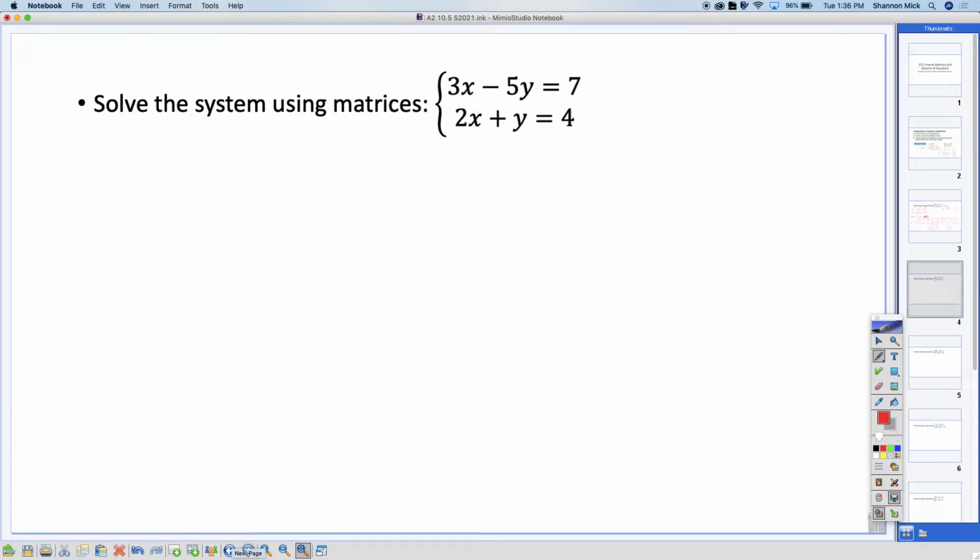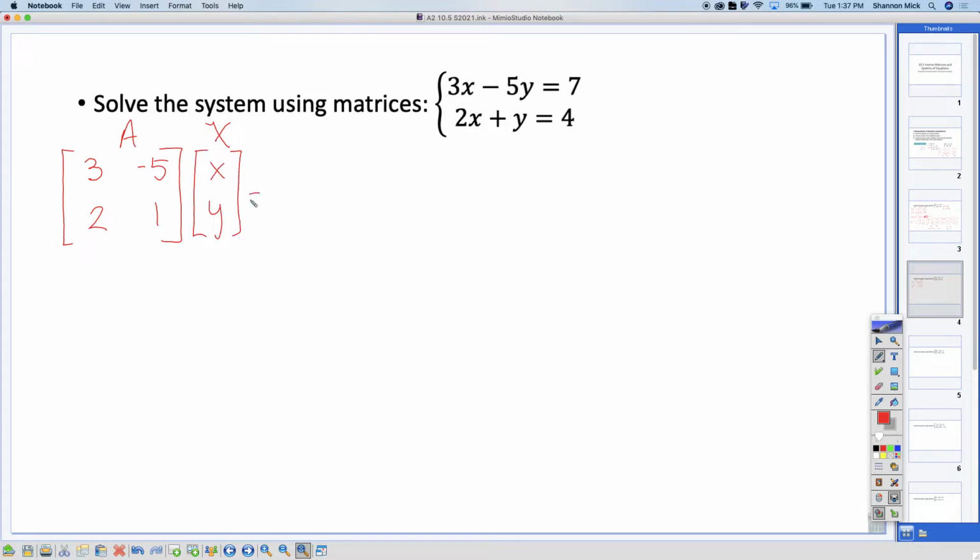Okay, so 3x minus 5y equals 7. 2x plus y equals 4. So first thing I'm going to do is what? Matrix equation. Okay. So what's in the first matrix? 3, 2. What are those? Coefficients. So 3, 2, -5, 1. So that's my A, right? Yep. And what's in my X? X, Y. It's whatever variables are there, correct?